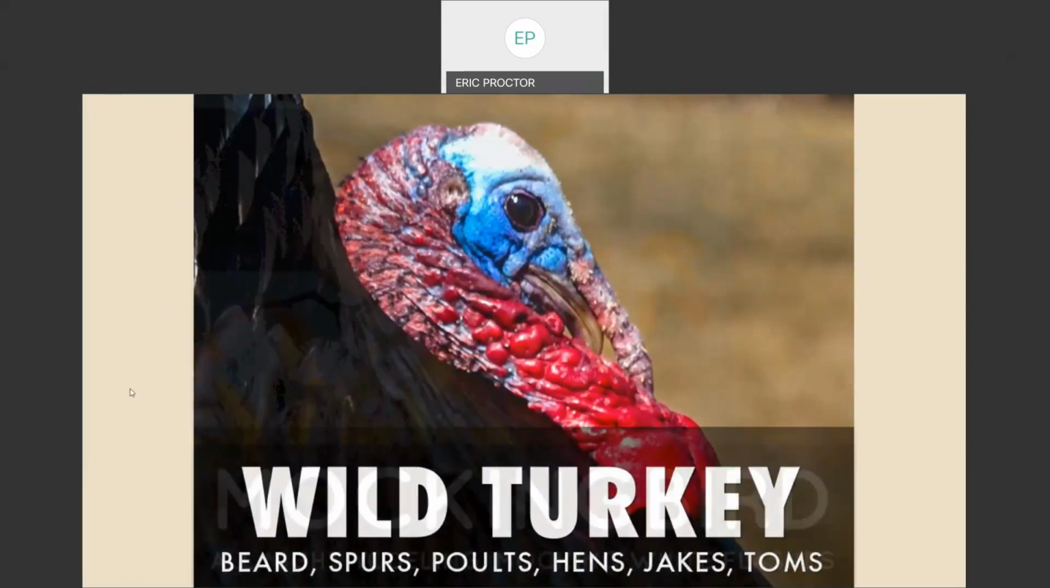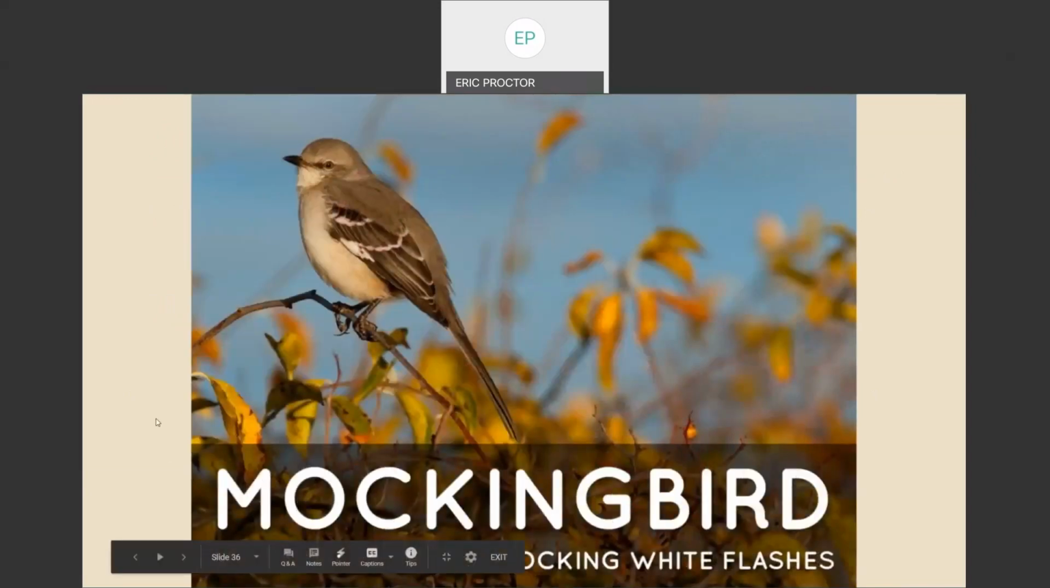In a slightly different one, this person put it together more into sentences. So rather than just having 6 distinct pieces about turkeys, this person put it together more in a sentence, talking about the mockingbird. All night yodeling, mocking white flashes. So they incorporated that into that one.